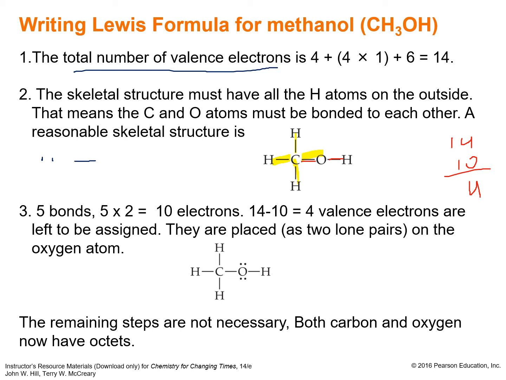So what happens to the oxygen? Let's count the bonds first: 1, 2. 2 bonds, 2 times 2, so 4 electrons. It needs 4 more to complete its octet, and that's why we put these lone pairs on the top and the bottom. So now it's a stable structure, and carbon and oxygen both have octets.